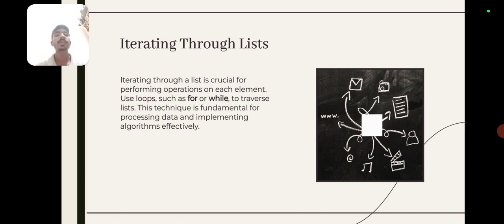Next, iterating through a list. Iterating through a list is crucial for performing operations on each element using loops such as for or while to traverse the list. We know that there are many loops like for and while. Using the for and while loops, we can iterate the list. This technique is fundamental for processing data and implementing algorithms effectively.